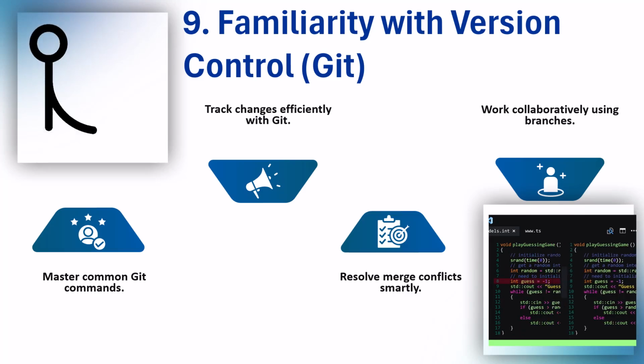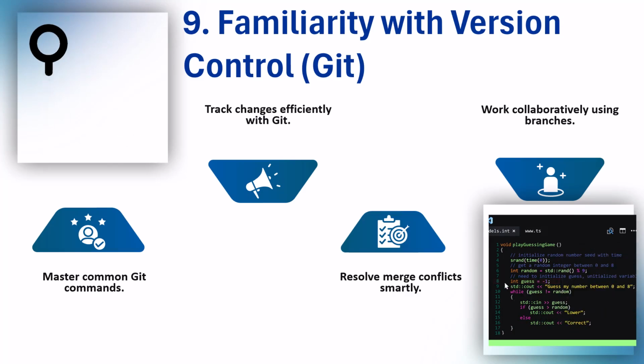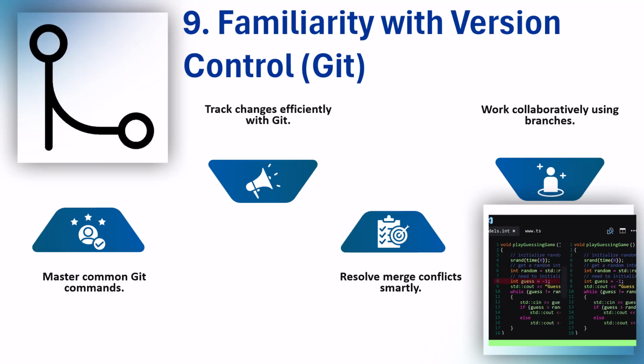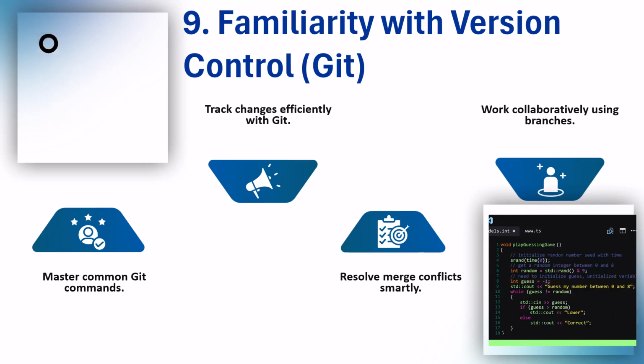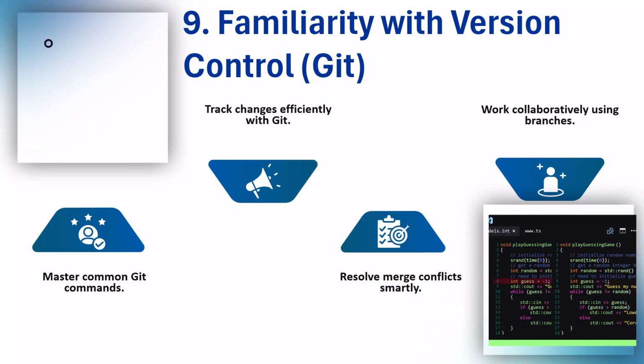Git is like a time machine for your code. It helps you track changes, collaborate easily, and undo mistakes like they never happened. You'll learn to navigate branches like a pro and resolve merge conflicts without breaking a sweat. It's like having a personal assistant who remembers everything.